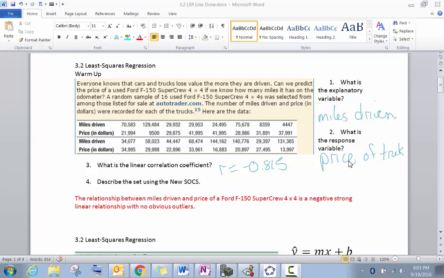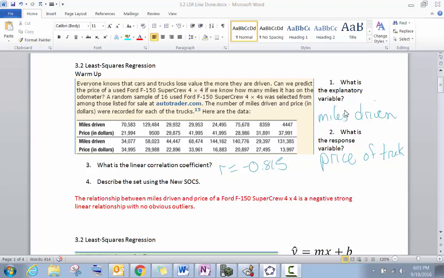We're going to do 3.2 least squares regression. First, we're going to do the warm-up, the review of 3.1. So we have the miles driven and price in dollars of 16 Ford F-150 Super Crew 4x4s.